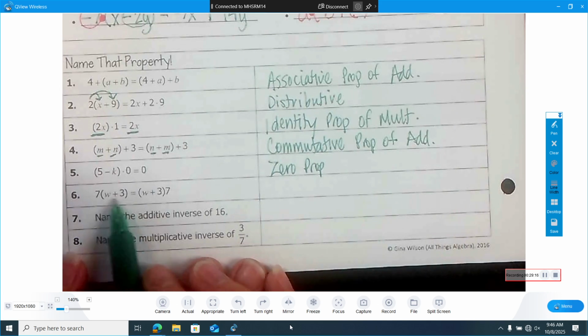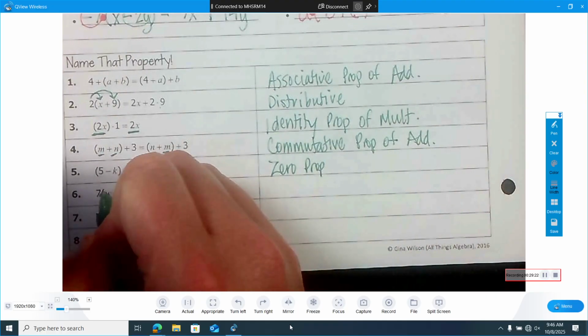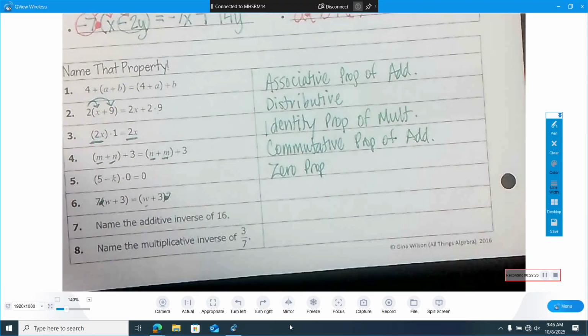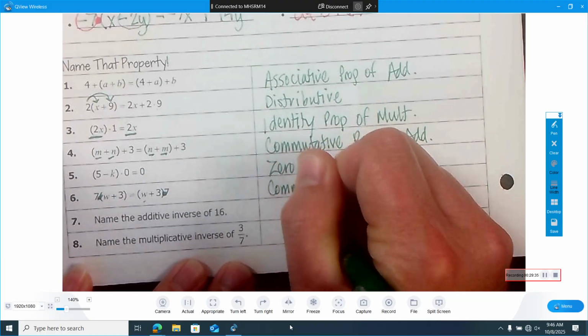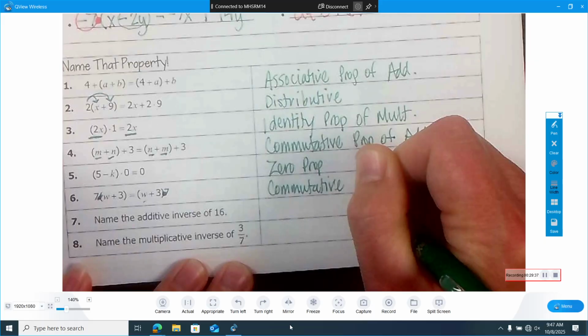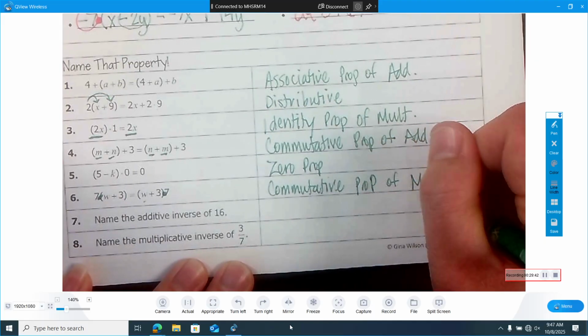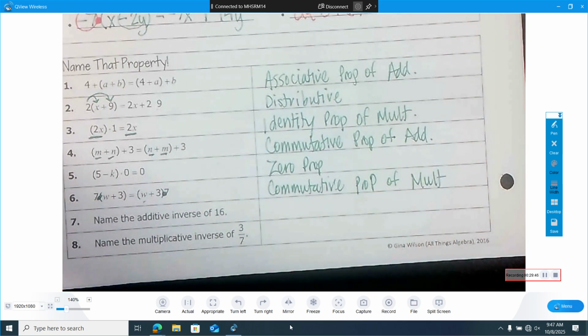What's changing here on number 6? What did you say? The order. Yeah, we have 7 times the group. On the right-hand side, we have the group times 7. So they're trading the order. What property trades the order of things? The commutative property. The commutative property of multiplication. Yeah, we are multiplying 7 times the group and the group times 7.